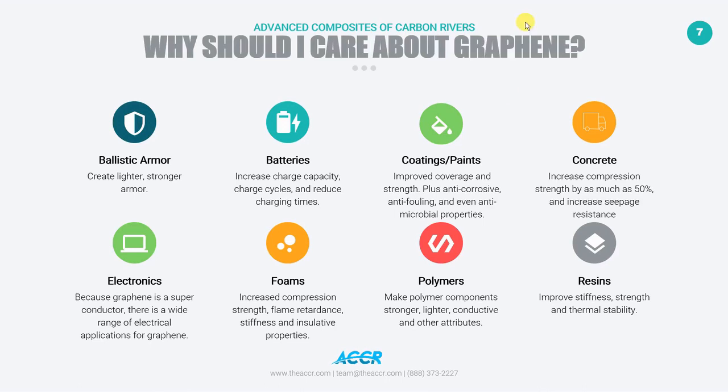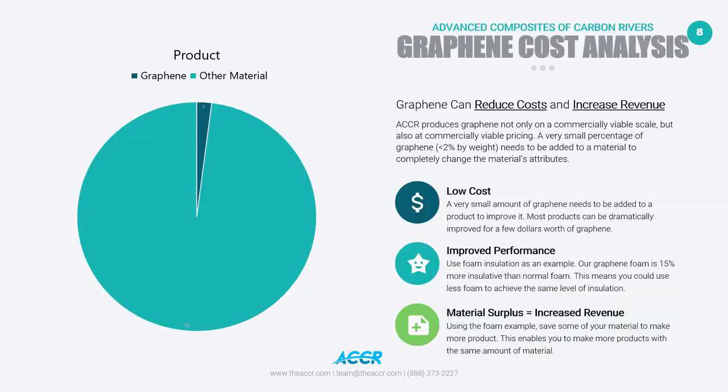Graphene can be added to polymers to hit specific attributes you're looking for, whether that's making it stronger, lighter, more conductive, or other attributes. Lastly, we have resins, where graphene can improve stiffness, strength, and even improve thermal stability.